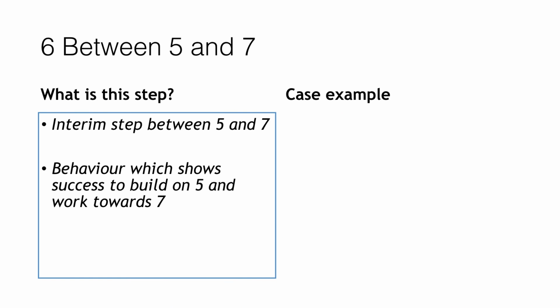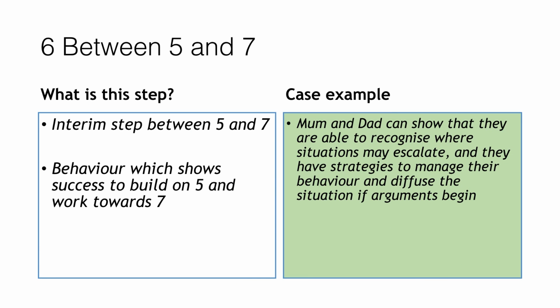For step 6, we look at the behaviours in step 5 and step 7 and search out what progresses the change between these two steps, what links them. In the case example, we see this described as parents can recognise risky situations for them. Parents have strategies to put into action.